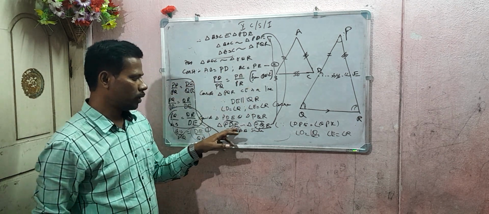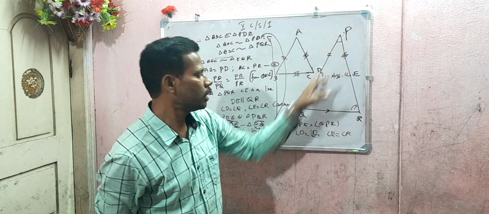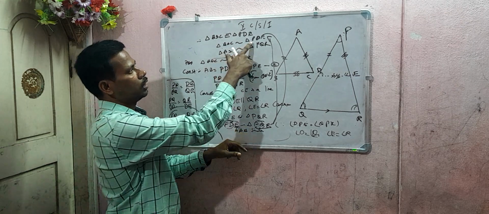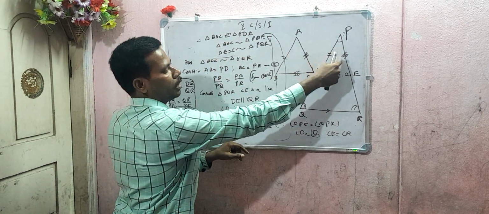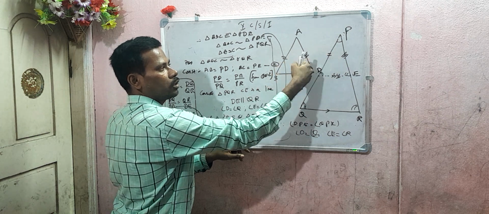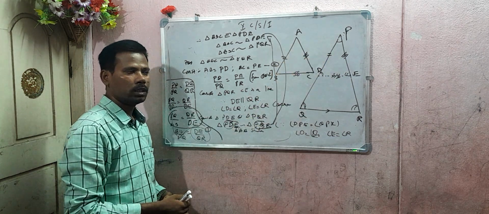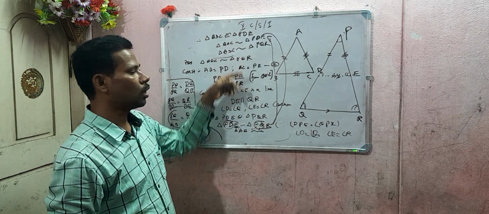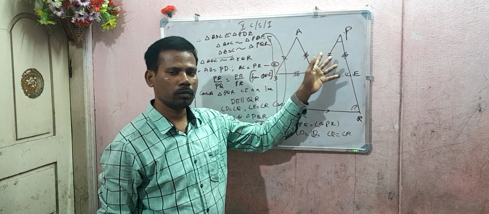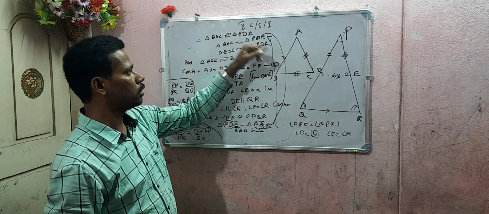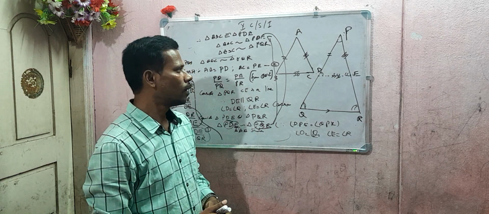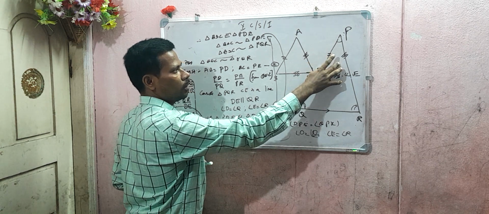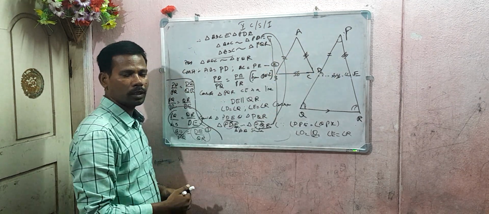So once again, triangle PDE is similar to triangle PQR. I have written like this. But triangle ABC is congruent to this one, that means they are having same shape and same size. So therefore, I am clubbing these two. Clubbing these two means if the triangles are congruent, obviously they are similar. So this triangle is similar to this one. I am clubbing this and this, hence the theorem.